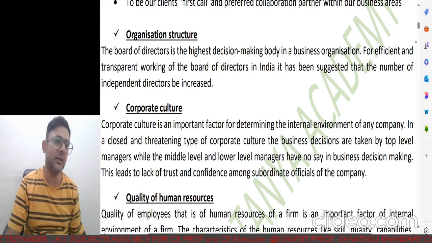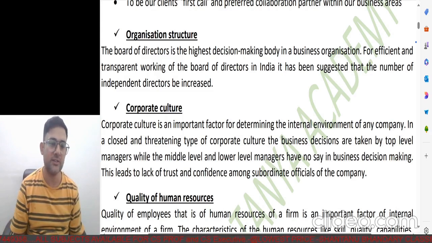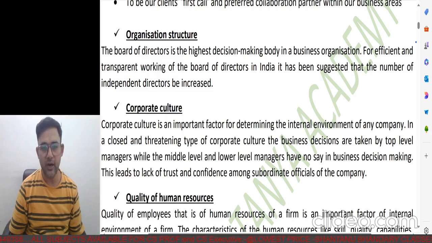It's basically the working environment. Now, this is not something that the government will fix for you or your customer will do it for you. This is being determined again by the top leadership or the management team. So it says corporate culture is an important factor for determining the internal environment of the company.